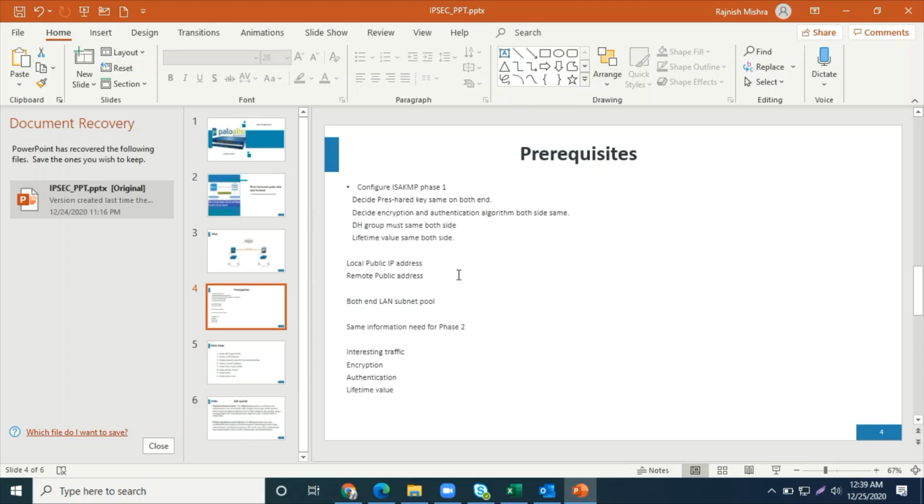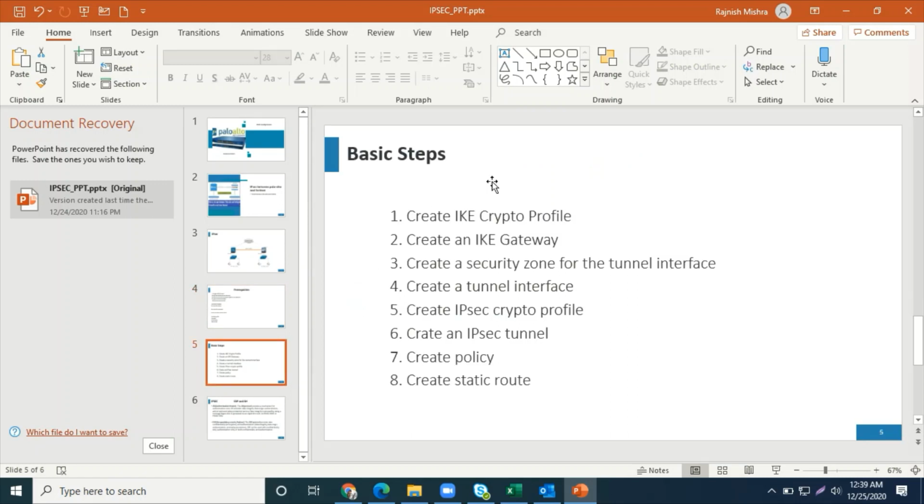We know about the interesting traffic, what traffic will pass through this VPN tunnel. For this we know the LAN subnet pool or LAN IP. And in phase 2 we also know the same things: interesting traffic, encryption, authentication and lifetime value. So these are the basic steps.